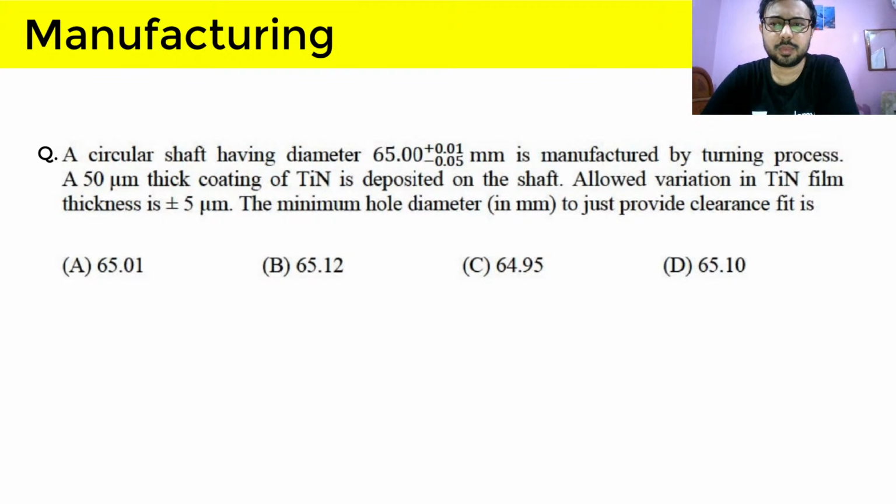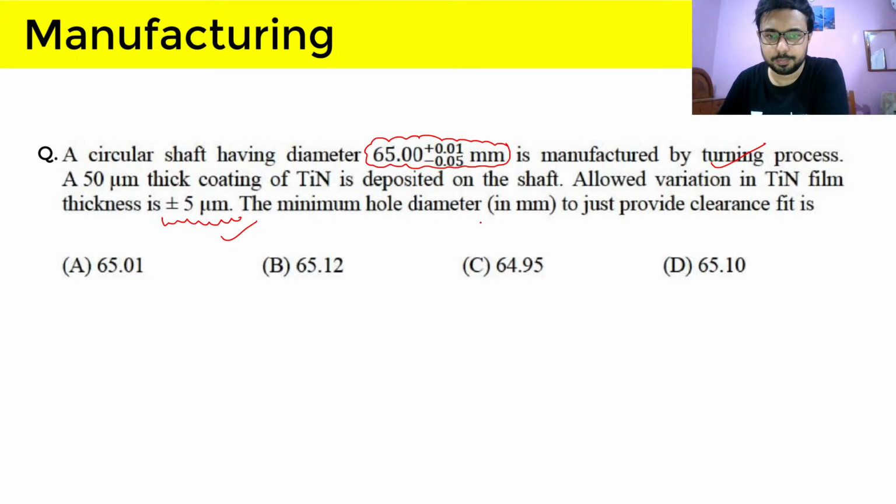So the next question is a little question from tolerance. A circular shaft having a diameter, the value of which is given here, is manufactured by a turning process. A 50 micrometer thick coating of TiN is deposited on the shaft. The allowed variation in the film thickness is plus minus, so this film thickness also has an allowed variation. The minimum hole diameter to just provide a clearance fit is.